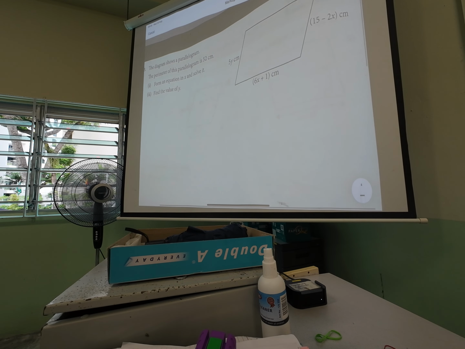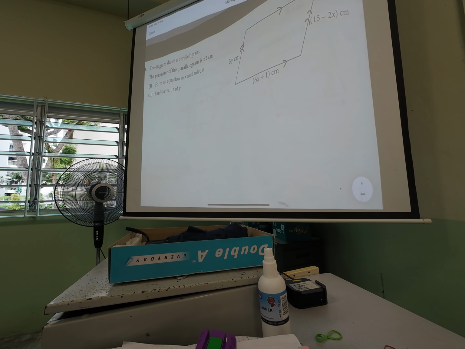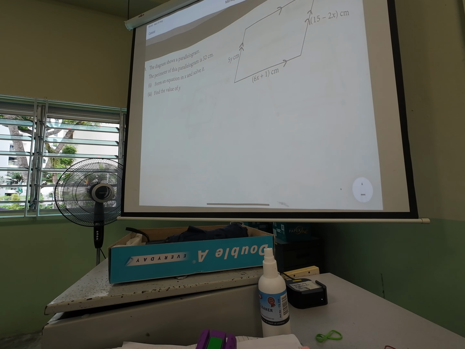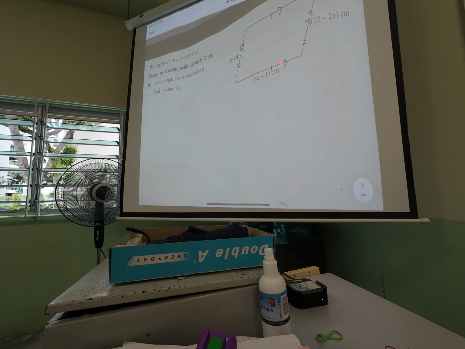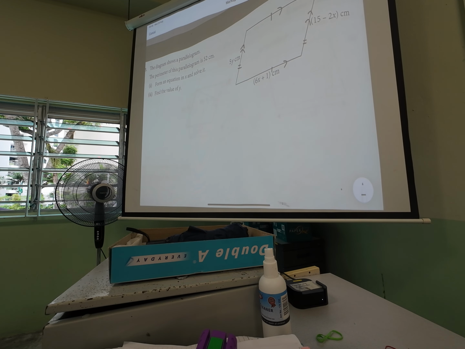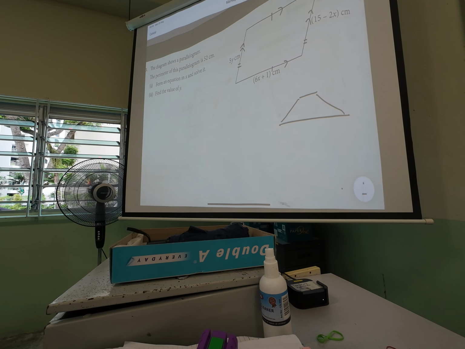Okay, the diagram shows a parallelogram. In a parallelogram, opposite sides are parallel, and because they are parallel, there is another important property: the opposite sides also have the same length, just like a rectangle. If one is longer and one is shorter, your two other sides cannot be parallel anymore. If these two sides are parallel, but one is longer and one is shorter, then these two sides won't be parallel.